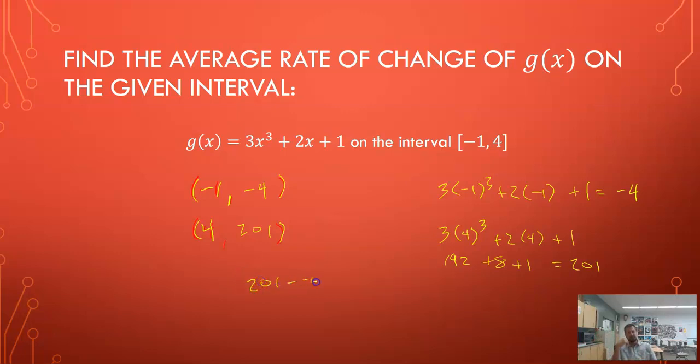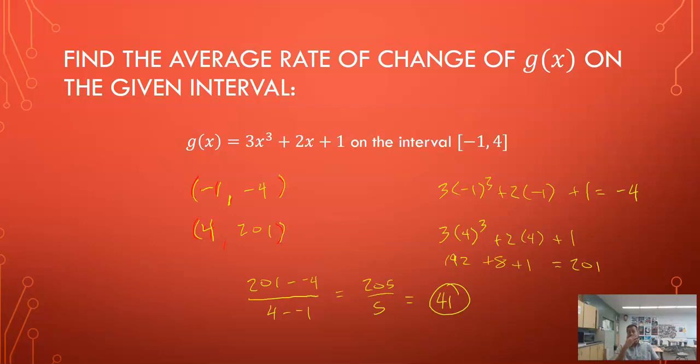So I go 201 minus -4 over 4 minus -1. 201 minus -4 is 205. 4 minus -1 is 5. So the slope of the line that connects these 2 points together would be 41. Another name for that slope, or that line, is the secant line. So the slope of the secant line in this case would be 41, which also represents the average rate of change of this function.